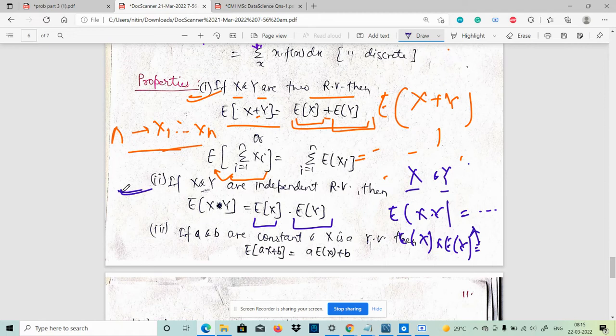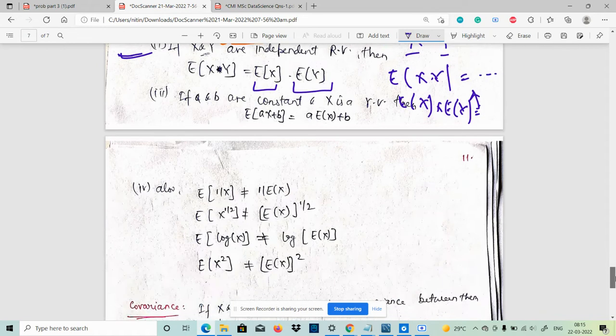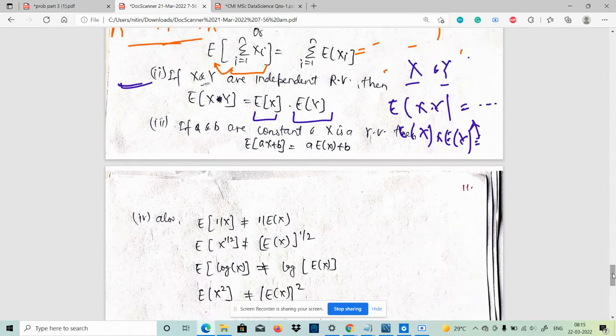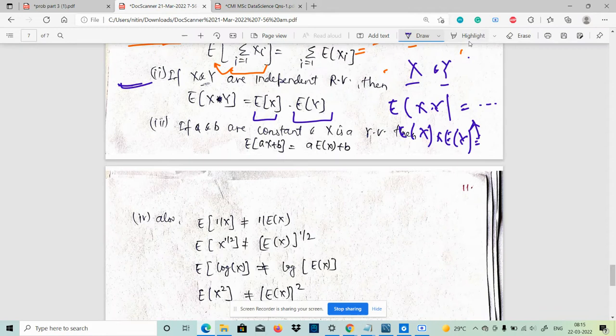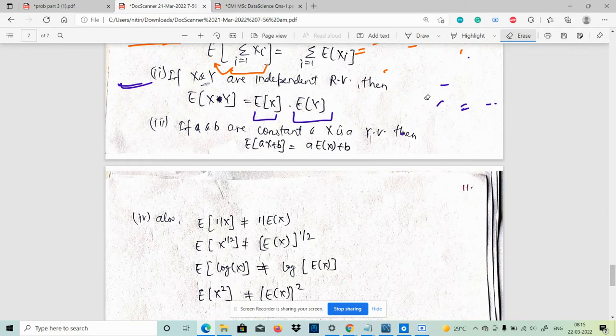Obviously you won't find questions of this type in your paper, but this is something that you should know, and maybe if time permits we will do some questions on the basis of this also. So these are just properties of mathematical expectation that you need to know. The first is the summation and the second is the multiplication, and if it's equal, it tells you that both the random variables are independent.